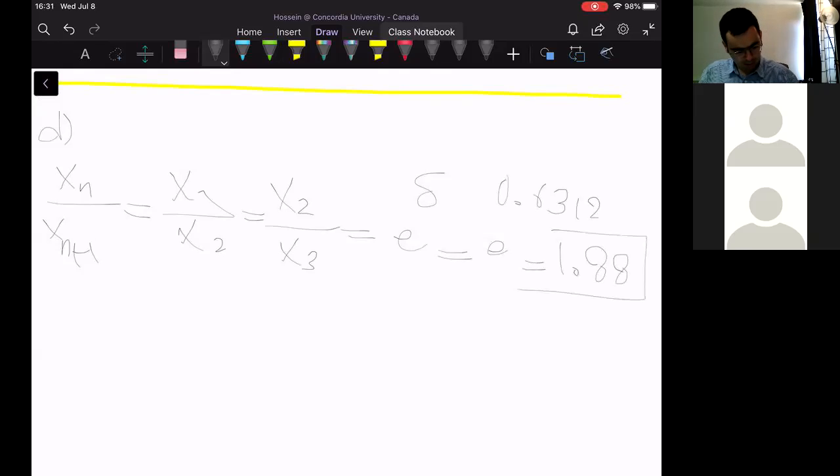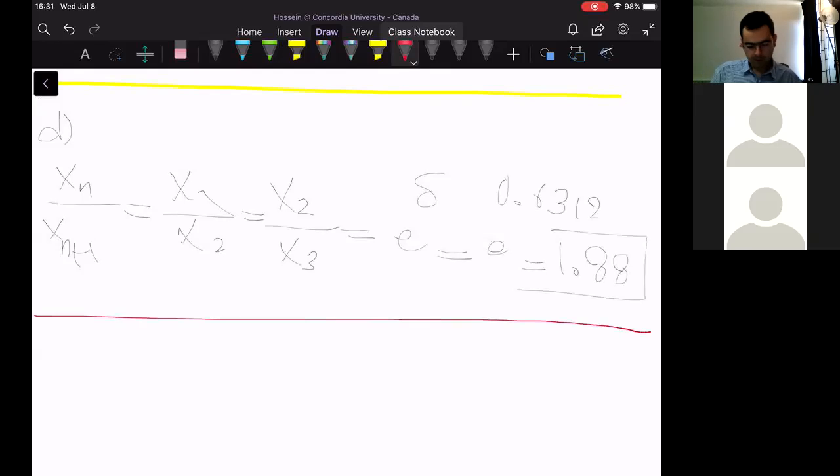So this is a typical question in chapter 2, in which we were supposed to find the damping ratio, logarithmic decrement, and damped natural frequency. So if you have any question, you can ask me.